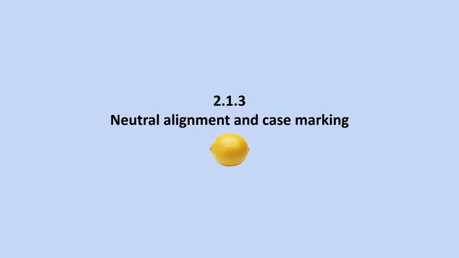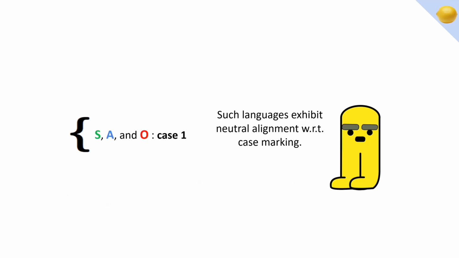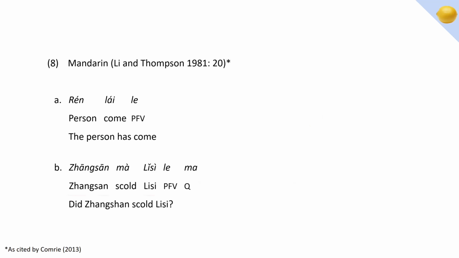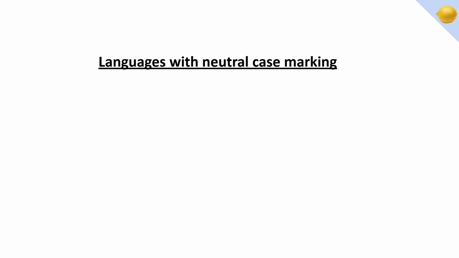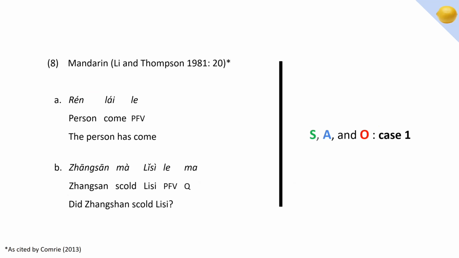In addition to languages with accusative case marking and languages with ergative case marking, in Chapter 1 we also noted the existence of languages where case marking follows a neutral pattern. That is, languages where S, A, and O arguments all receive the same case. This is what we observed in Mandarin. In languages that exhibit neutral alignment with respect to case marking, we'll call the case assigned to S, A, and O arguments neutral case. Using this new term, we can go ahead and revise our annotations for the Mandarin data in example 8.